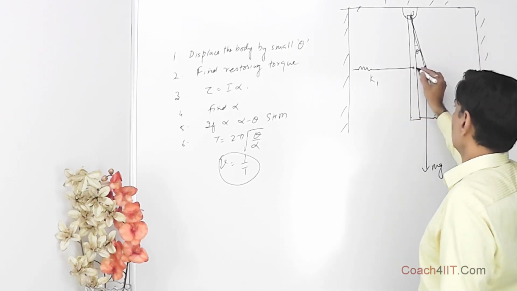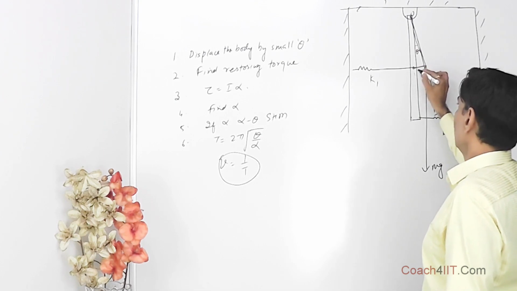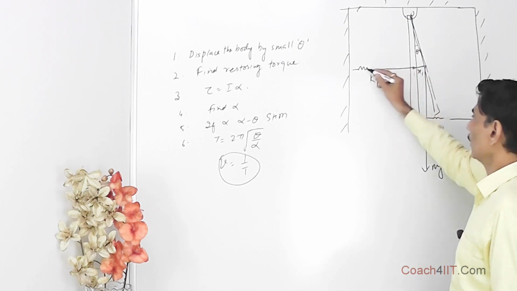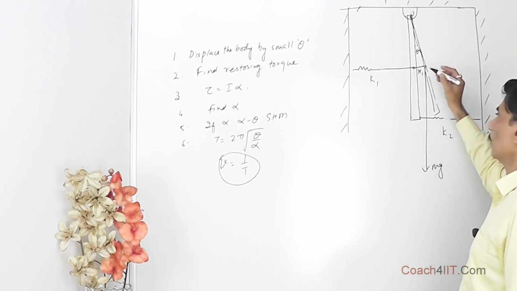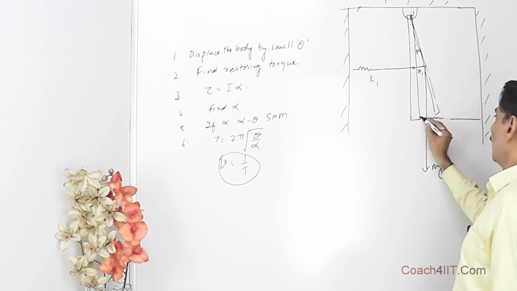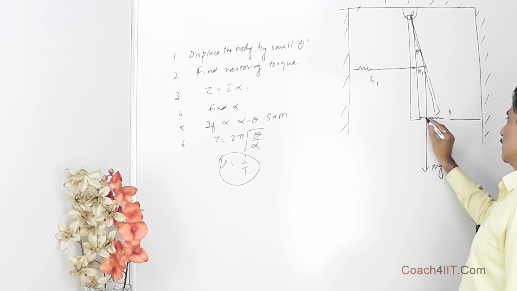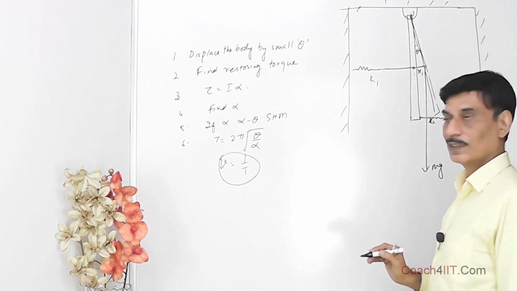Similarly, there is some extension in this spring. Let's call it x1. It is so small that the spring still remains horizontal, so we don't have to break it into components. Similarly for the spring of K2, the deformation is x2. This also remains horizontal, right?